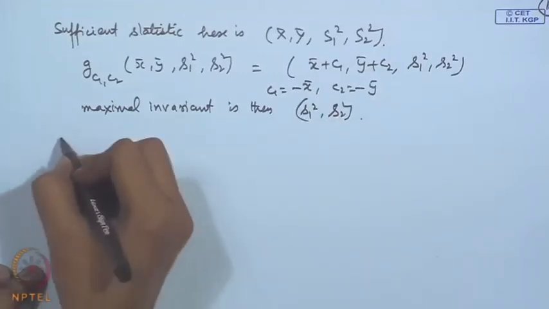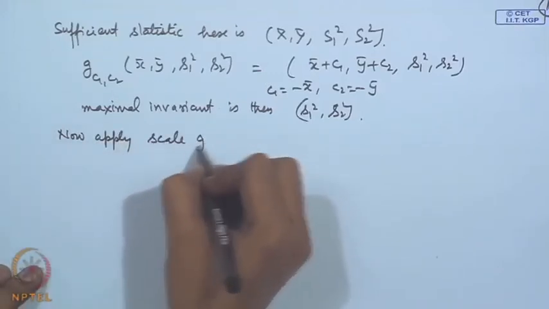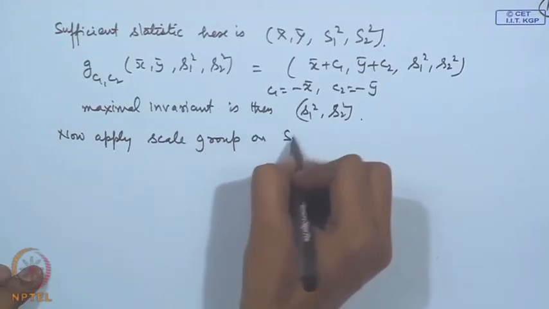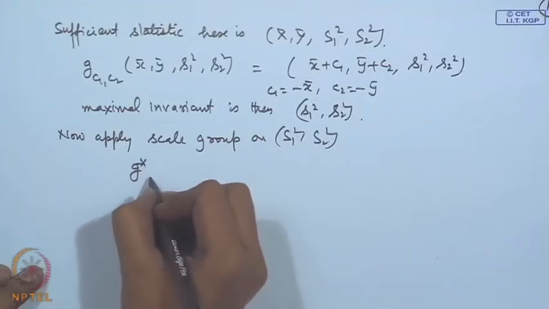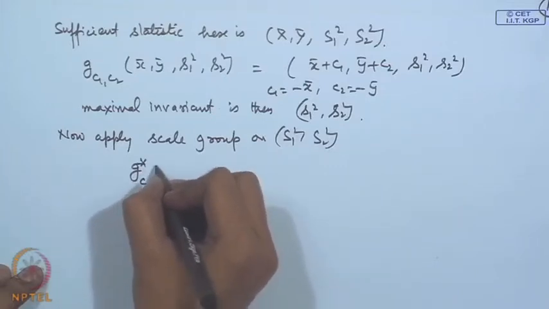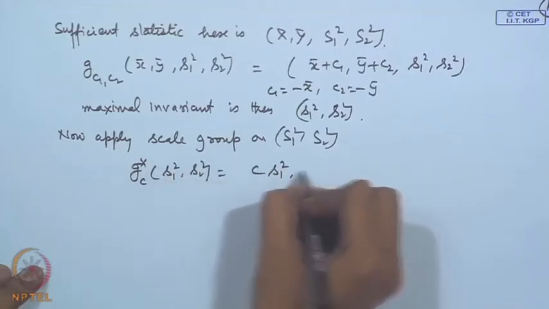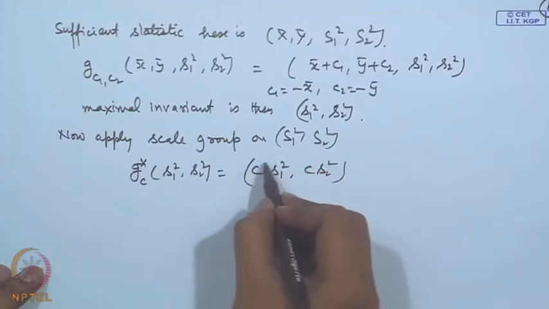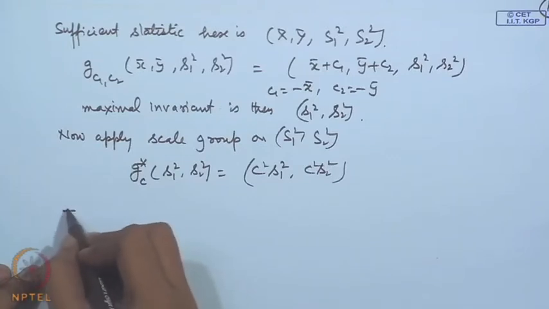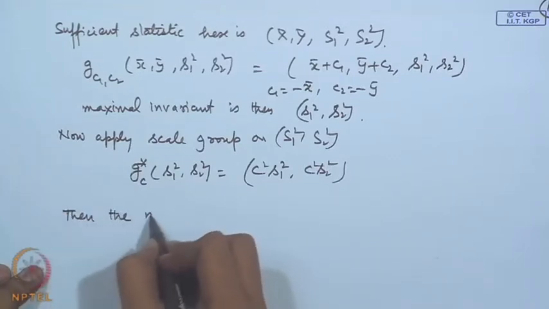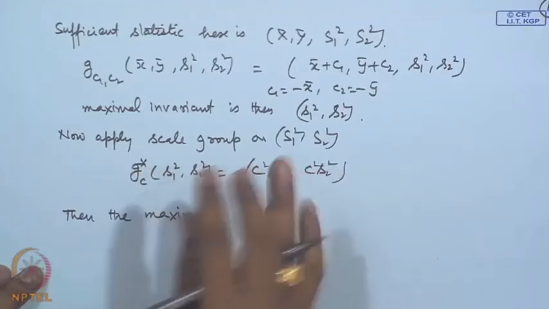Now, apply a scale group on S1 square, S2 square, that is, G star of C on S1 square, S2 square. I get C square S1 square, C square S2 square. Then the maximal invariant. Now, you can see the testing problem remains invariant under all these cases.